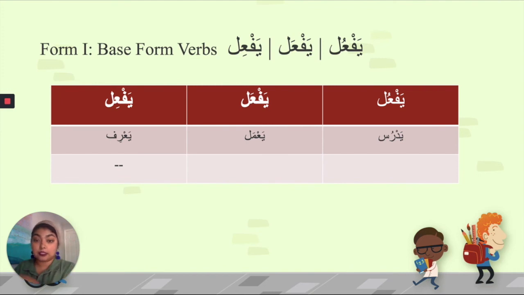Those adjectives were other types of patterns that we saw. Now we're going to look at the awzan, the patterns for verbs. We have several different patterns, and we're only looking at a few of them. Form 1 are what we call base form verbs. These are verbs that are just 3-letter. It's the 3-letter root that you have, and all you're doing is adding the suffix or the prefix that you normally would for the verb.